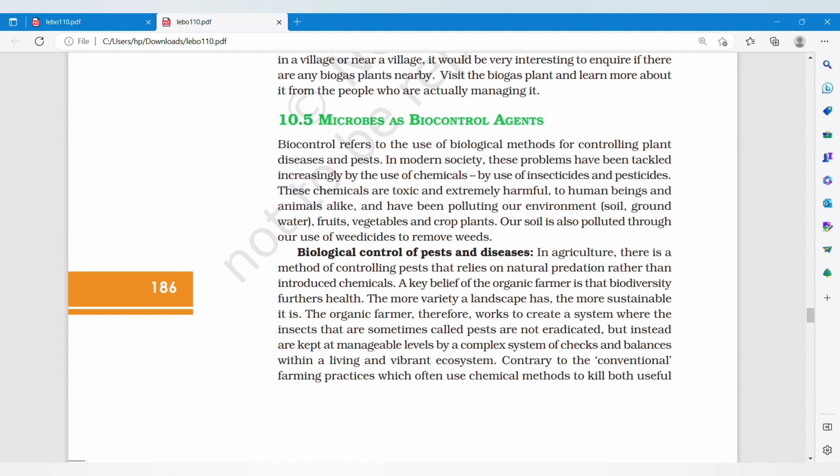Microbes as biocontrol agents. Biocontrol refers to the use of biological methods for controlling plant diseases and pests. In modern society, these problems have been tackled increasingly by the use of insecticides and pesticides. These chemicals are toxic and extremely harmful to human beings and animals alike, and have been polluting our environment, soil, ground water, fruits, vegetables, and crop plants. Our soil is also polluted through our use of weedicides to remove weeds. Biological control of pests and diseases.